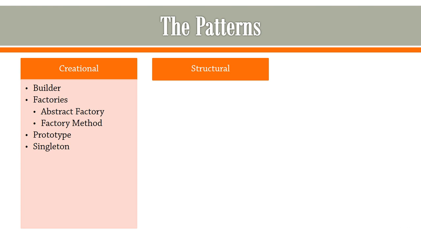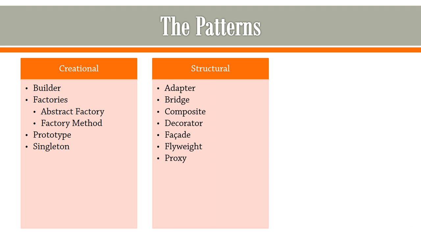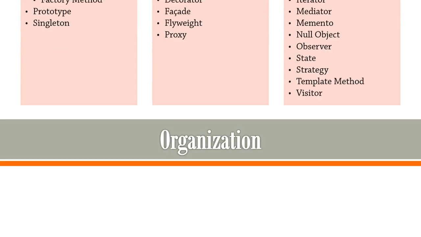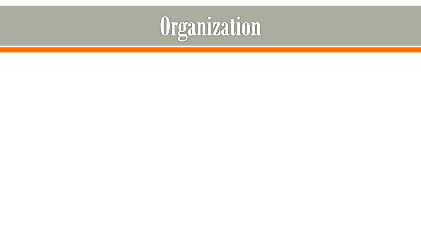Then we're going to take a look at the structural design patterns, and these are the same exact ones as in the Gang of Four book. And finally, we'll take a look at behavioral design patterns, and one extra pattern that has been added here is the null object pattern. But apart from that, all the patterns are once again the same that you'll encounter in the original book. So let's talk about the organization of this course.